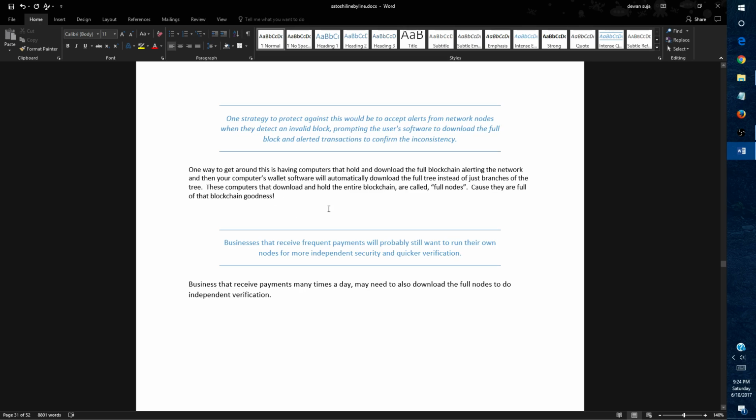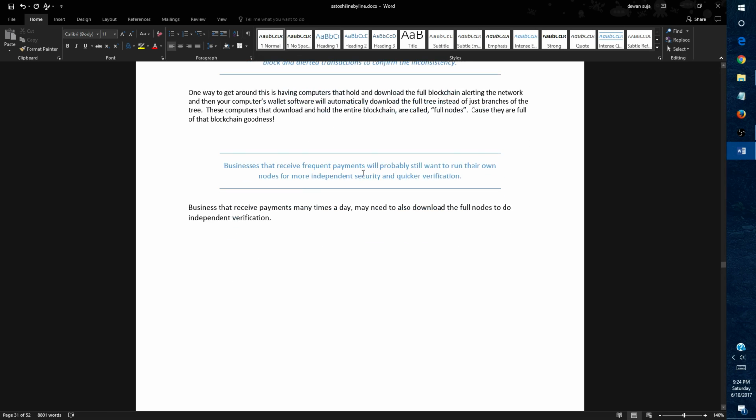So what he's saying here is, one strategy is, people who are full nodes, people who have the full blockchain, can see, oh, this is wrong, these are invalid transactions. They'll alert the network, and your computer software program will pick up on it and be like, all right, cool, these are fakes, I'm just going to download the entire thing and we're good. We're going to be good to go because we're going to double check everything on our own end.